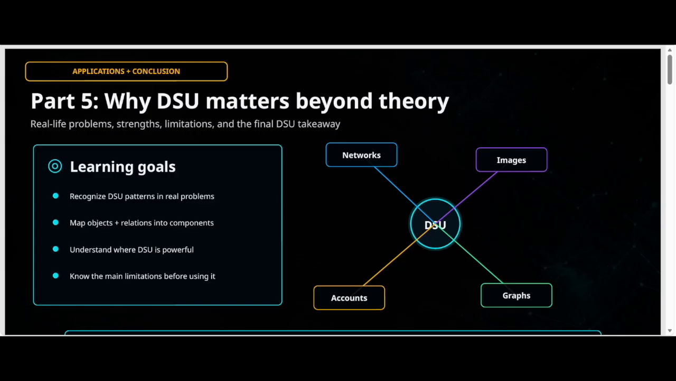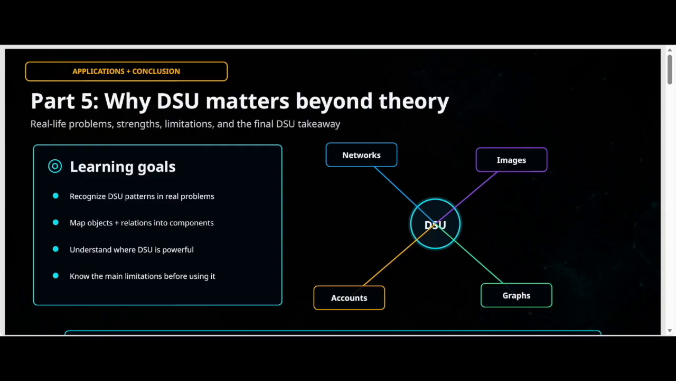In this section, we will discuss applications and conclusion of DSU. We will also describe why DSU matters beyond theory. The learning goals of this chapter are recognizing DSU patterns in real problems, mapping objects plus relations into components, understanding where DSU is powerful, and the last is knowing the main limitation before using it. In this part, I will discuss the 4 major real-life applications of DSU, such as accounts, graphs, images, and networks.